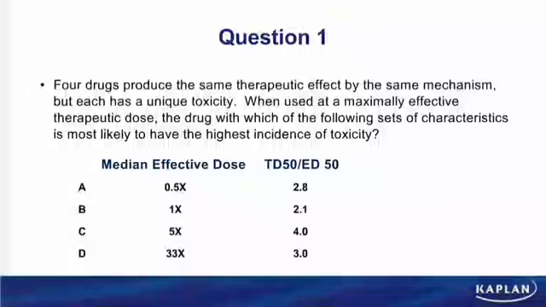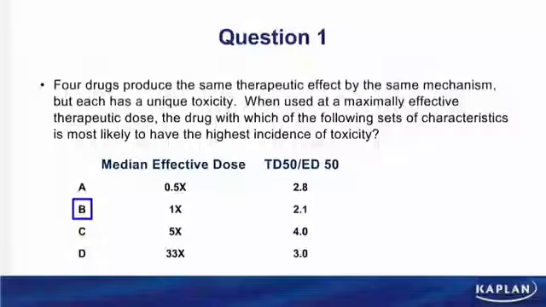When I look at the data that's presented, I'm looking for information that helps me to determine toxicity risk for the drug. Median effective dose really doesn't tell me that, but TD50 over ED50 actually does, because that's my therapeutic index. And the rule on therapeutic index is the lower the number, the more dangerous the drug. By that rule, that would be choice B. 2.1 is the lowest number. That would be the most dangerous drug. That would be the one with the highest incidence of toxicity. But some of you still focused on the other column, median effective dose.